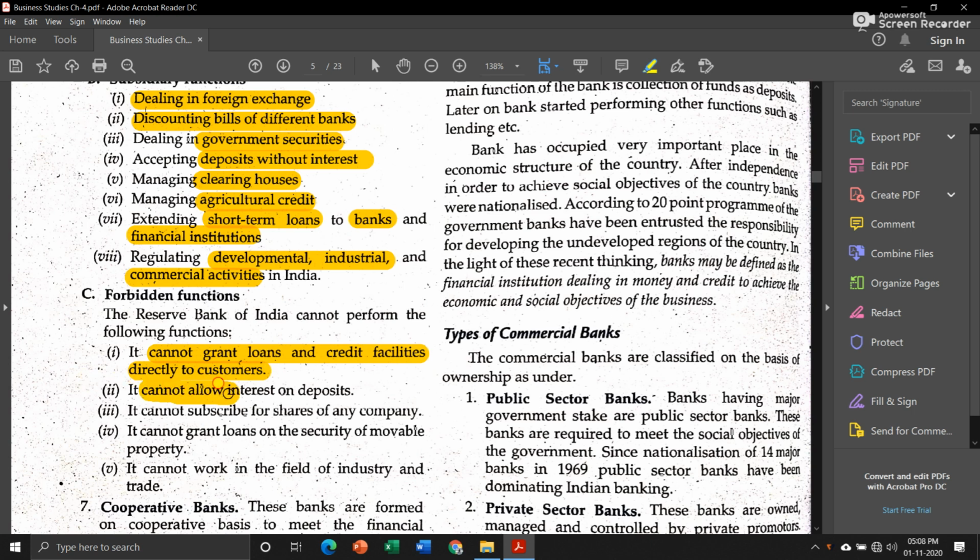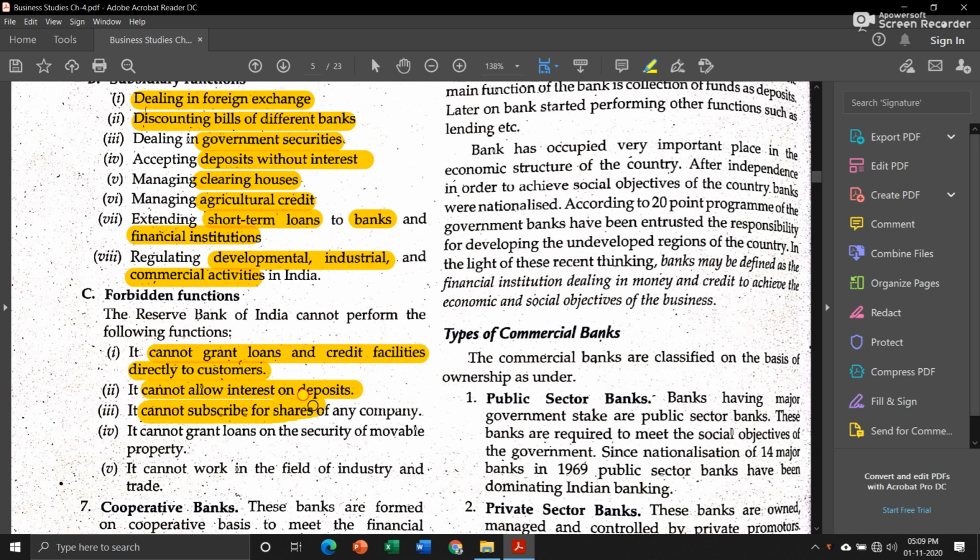Then next is it cannot allow interest on deposits. It cannot give interest on deposits. Usually when we deposit an amount in our bank account, annually or semi-annually we get interest. But if RBI takes a deposit, then they will not provide any interest, means they will not provide any interest on the deposits given by any bank or financial institution.